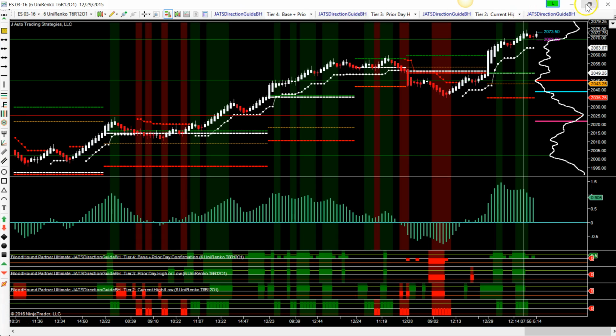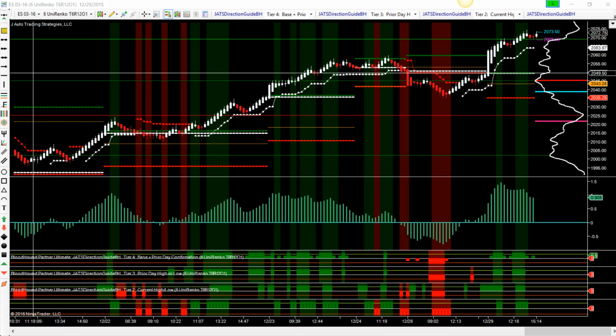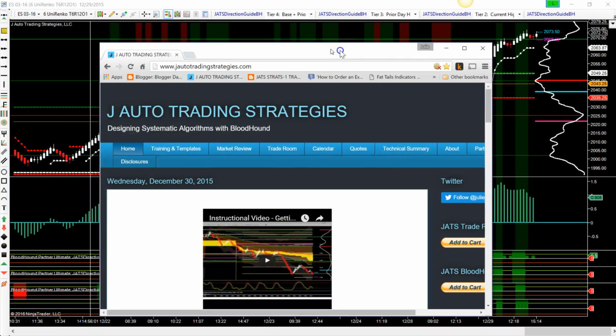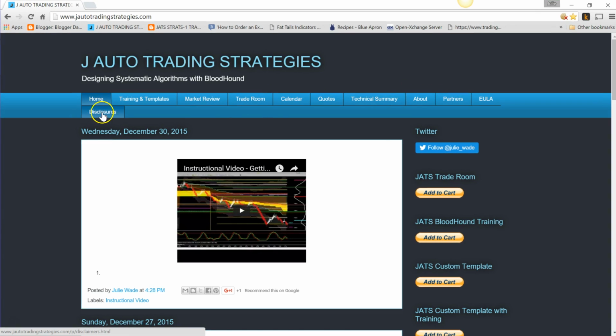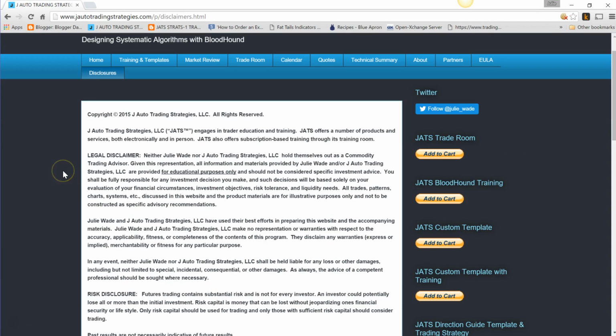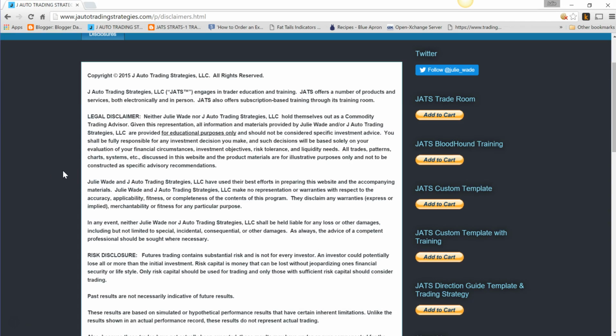You can elect to get a position location. So let me first go back to the website and show you the disclaimer and disclosures page. Please take a moment to read this fully. I'm not a commodity trading advisor. These materials should be used for educational purposes, and you are fully responsible for any investment decisions you make, and those decisions are based solely on your own evaluation of your financial circumstances, investment objectives, risk tolerance, and liquidity needs.